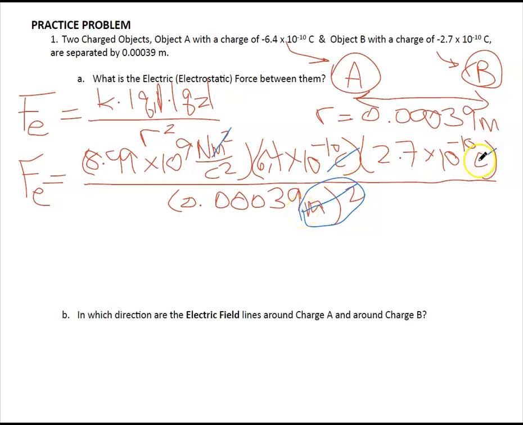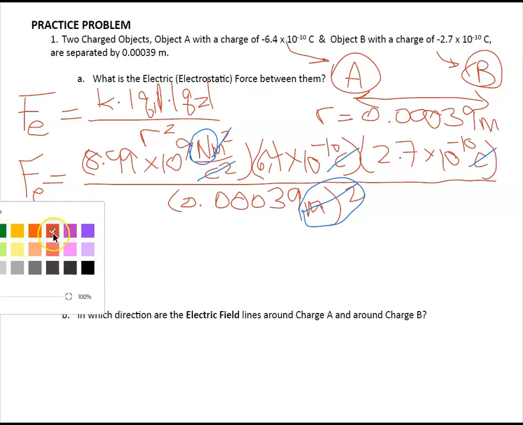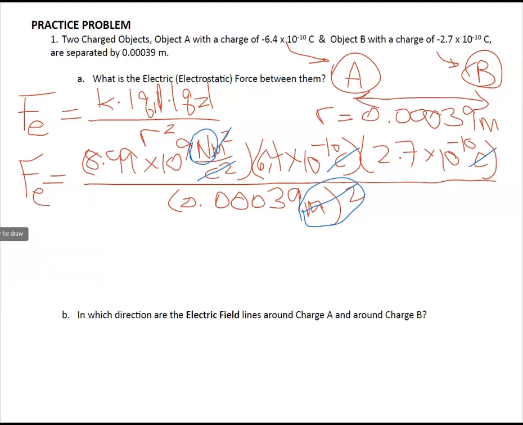This coulomb and this coulomb will cancel the coulomb squared, and you'll notice the only unit left will be in newtons, which is what we want for a measurement of a force. Forces are always in newtons. So now we plug this into our calculator, and you can always do the square first.